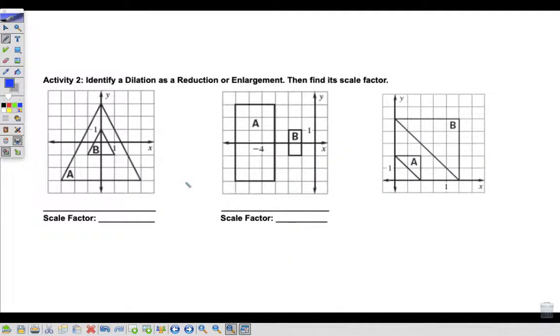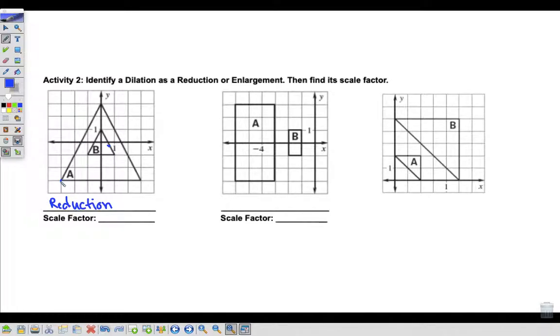So the next thing, we're going to look at it, and I want to know, is it going to be a reduction or is it going to be an enlargement? So I'm going from A to B here. So if I look at this first one, from A to B, I see that it got smaller, so I know it's going to be a reduction. But now I need to find the scale factor. I need to figure out what value I multiplied these ordered pairs by in order to get these.